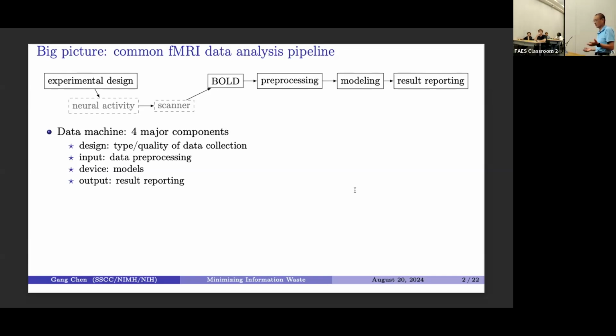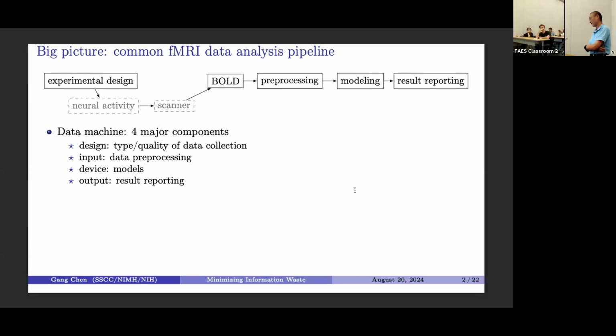Whenever we have an experiment, we start with the first stage, design the experiment. Then we collect the data, right? The data is basically a motor signal. Then we go through some pre-processing steps. Then when the data is ready, we put that into a model, actually probably multiple models. And in the end, we report the results, right? So those are four components.